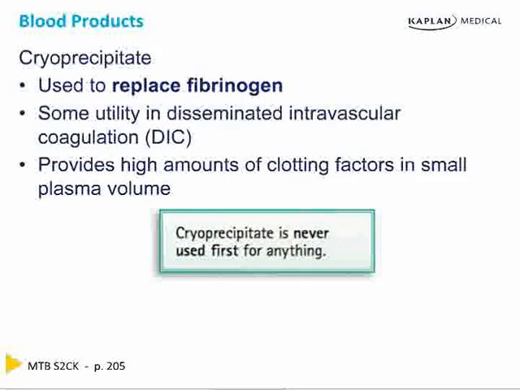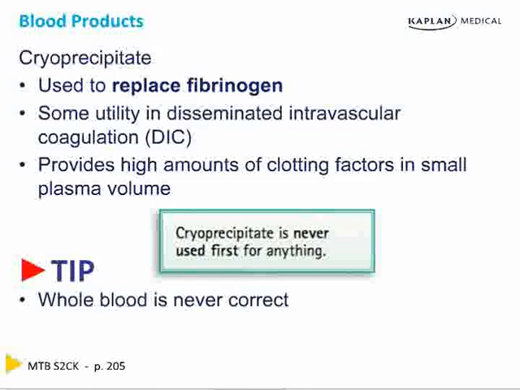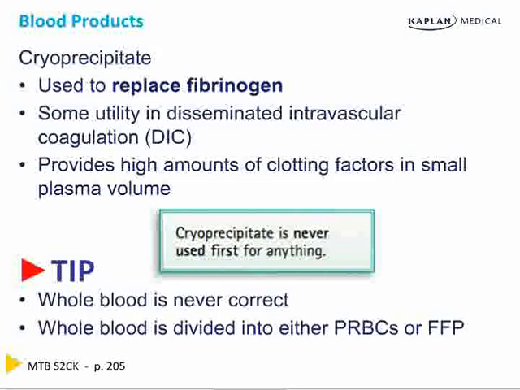And you never use it first for anything, and neither do you use whole blood for anything. Whole blood is absolutely never correct. 0 right answers. Whole blood is divided either into packed cells or FFP. So cryoprecipitate may never be used first, but if you have a person who's really bleeding out from DIC, we can use it if the FFP doesn't work. Whole blood, on the other hand, is easy for you as a question on step 2. It's easy because it's never right.